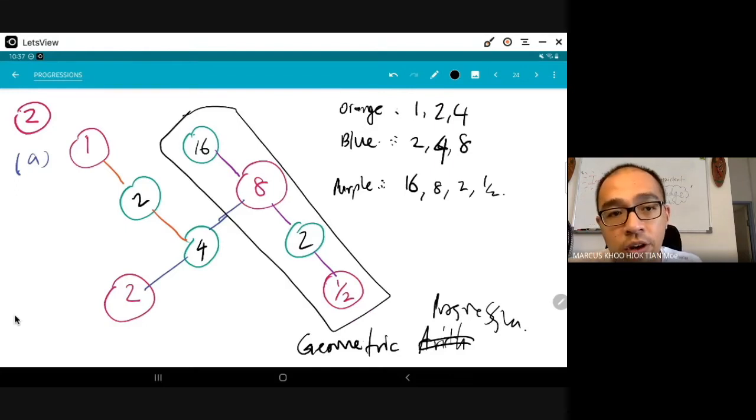What is the pattern for the orange? What is the pattern for the blue? And what is the pattern for the purple? Purple 32. Okay, very good. Purple is times 1 over 4. All right, very good.